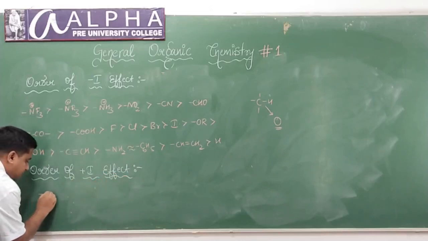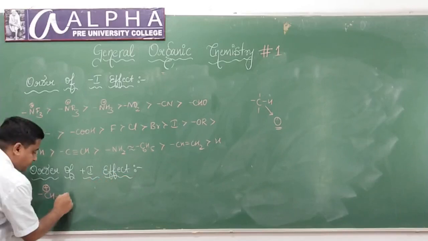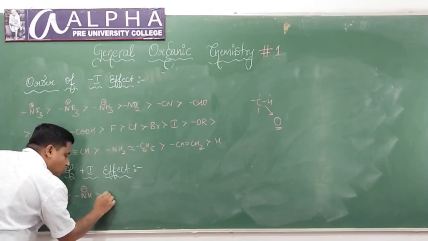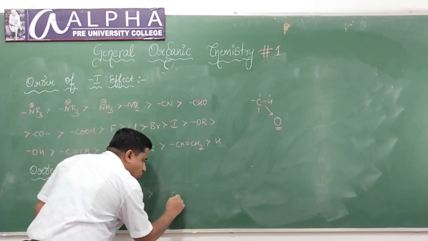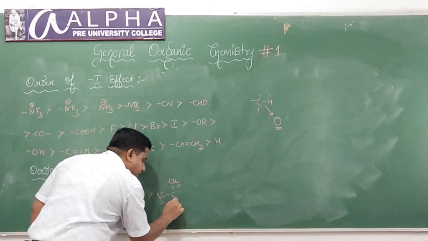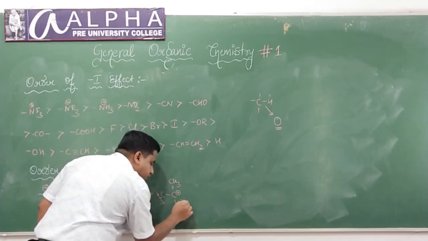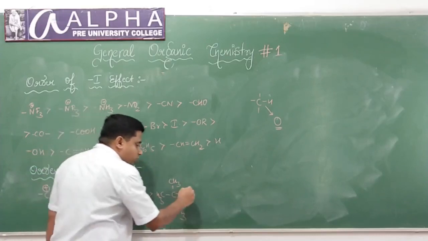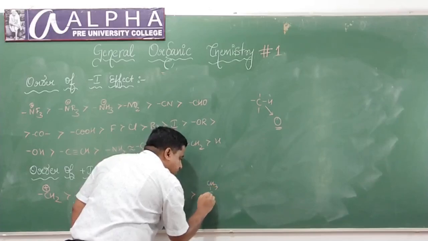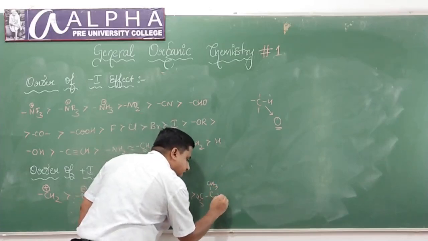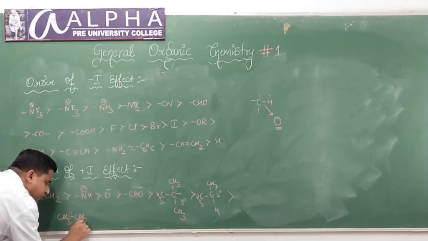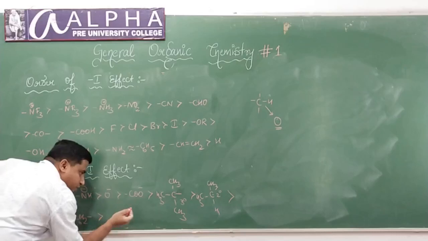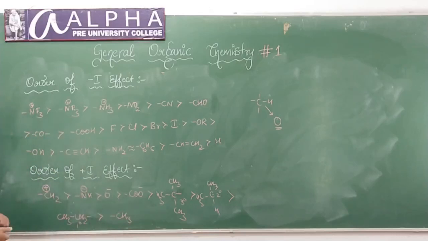CH2- will exhibit more inductive effect than NH-, than O-, than COO-, and then, see, what is this? CH3, CH3, CH3C. This is nothing but a tertiary alkyl group. Then CH3, CH3, CH, what is this? A secondary alkyl group, which exhibits more inductive effect than CH3CH2, that is a primary alkyl group, which exhibits more inductive effect than a methyl group. So please learn this order by heart.